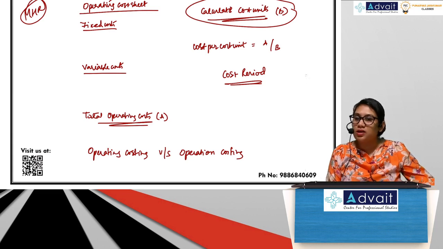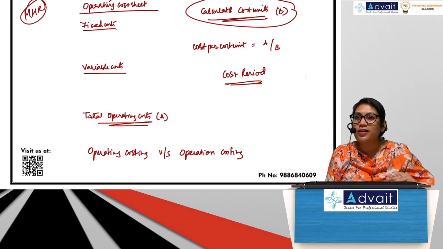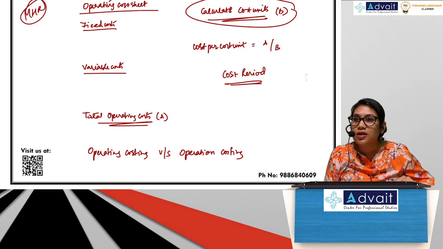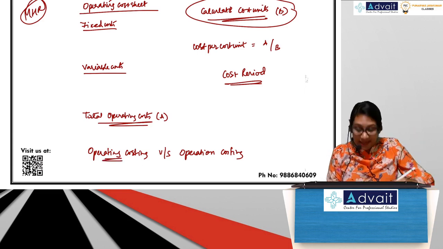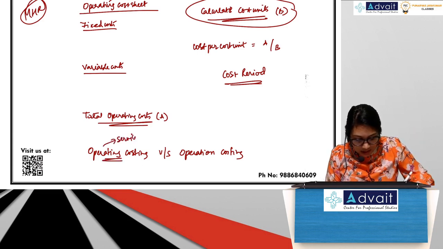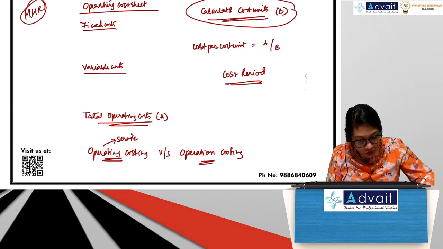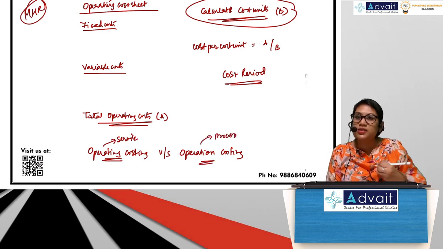Okay, operating costing is service costing that we are doing now, so you should know that, otherwise you were sleeping till now. What is operation costing? Yes, it is process costing. So guys, operating costing is service costing. Operation costing is process costing.